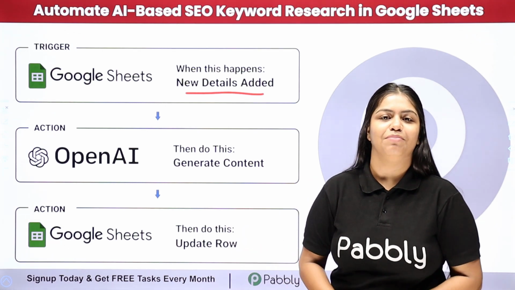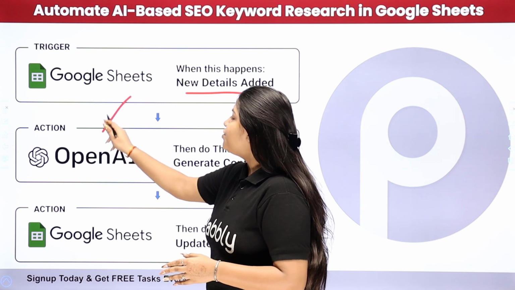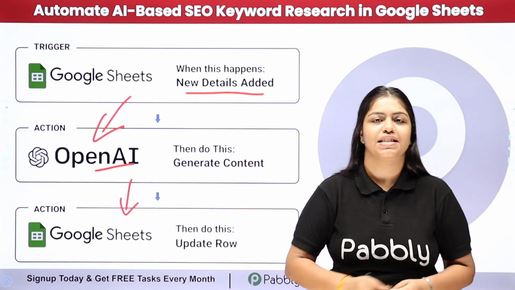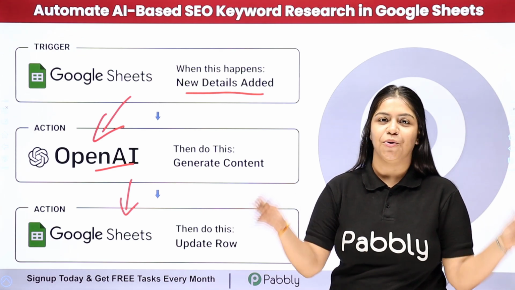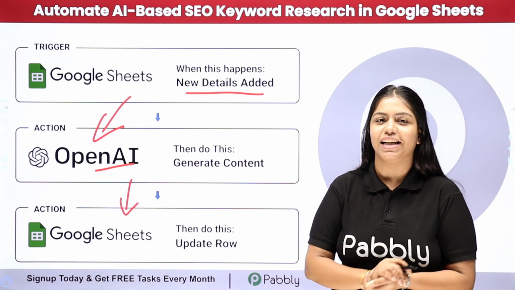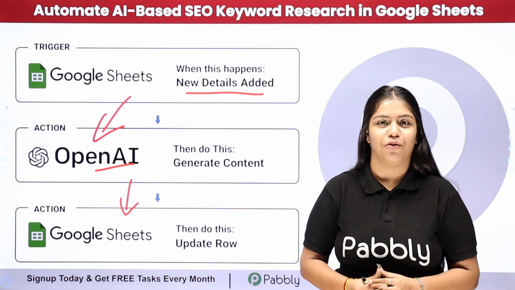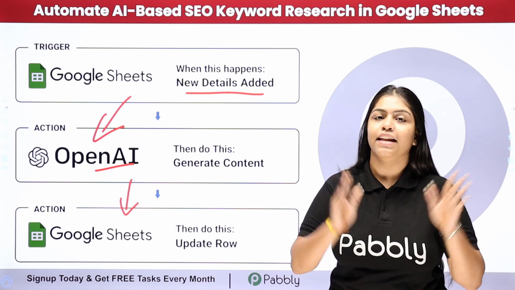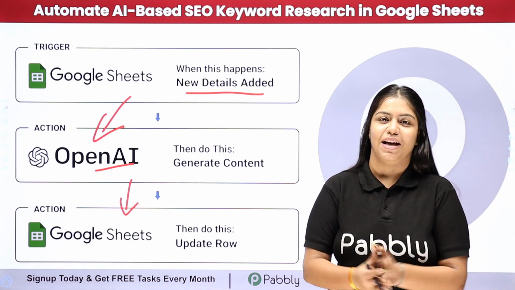To do this, we are going to create a connection between Google Sheets, my AI agent, which is OpenAI, and Google Sheets. To create this connection without knowing any programming or coding language, we are going to use Pabbly Connect, an amazing automation software. If you also want to create this automation for your own business, come with me to my screen.